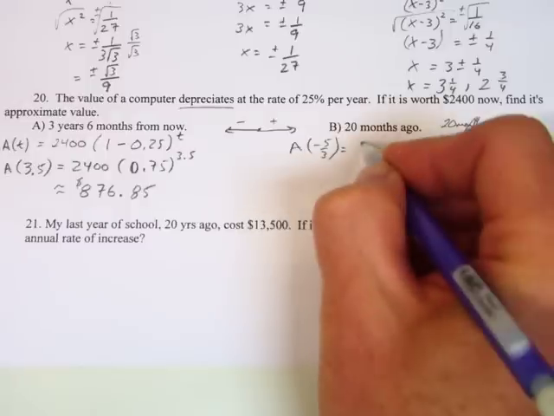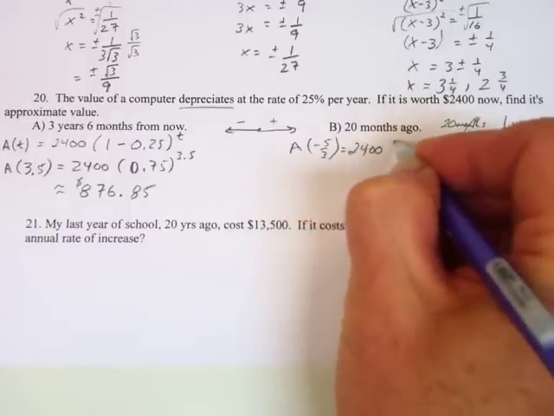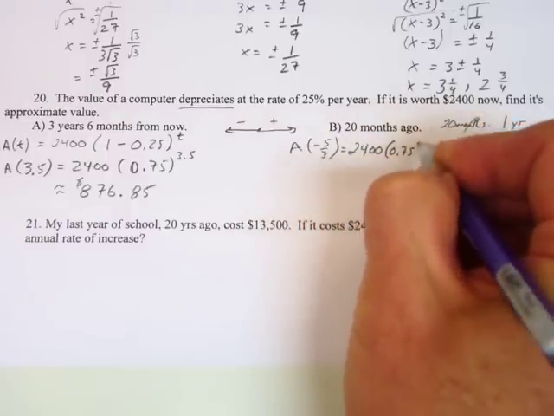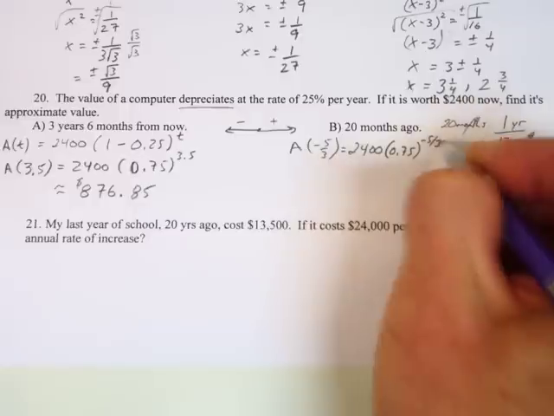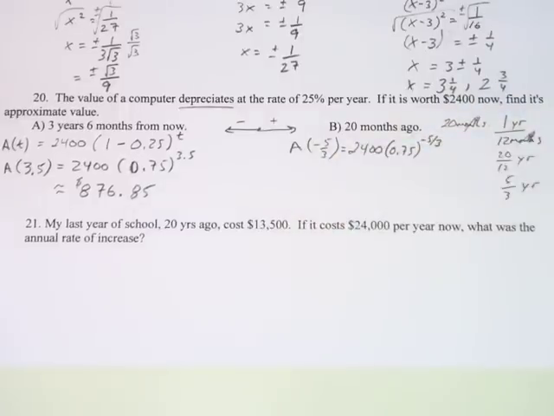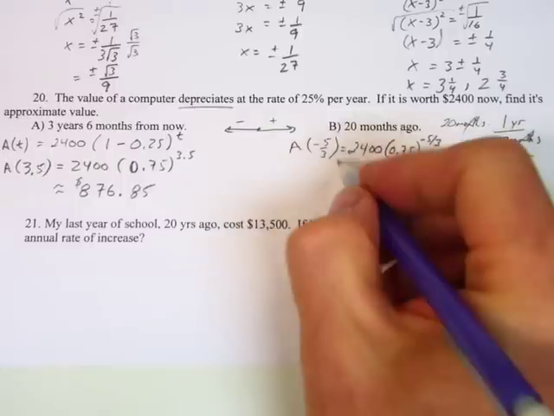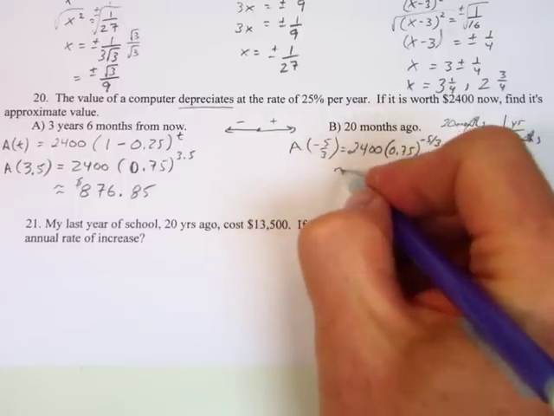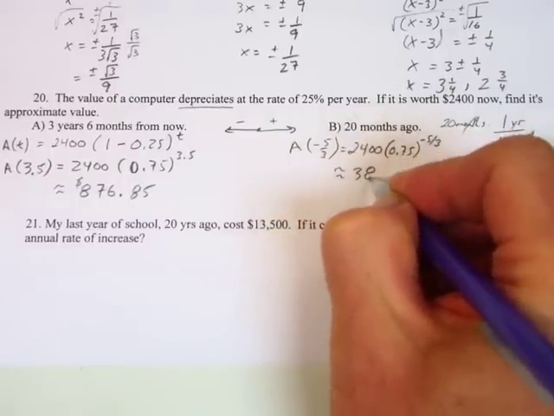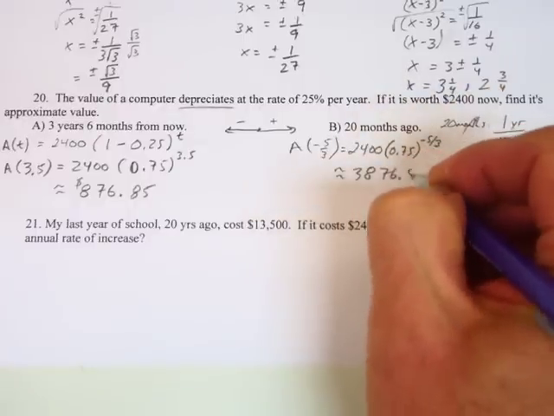And I just plug it in: 2,400 times 0.75 to the negative 5/3. Make sure that when you type in negative 5/3 on your calculator, you have parentheses around that. Go ahead and do that, and this gives $3,876.52.